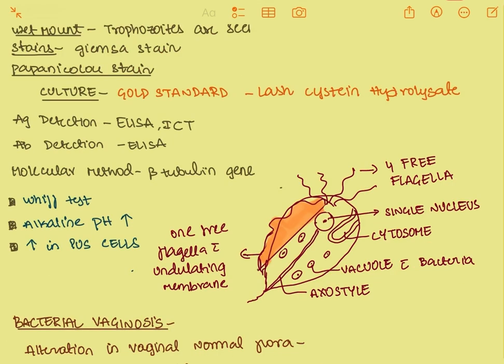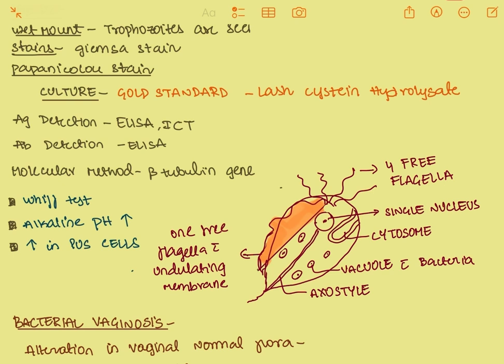Here the WIFF test is positive. That means if you take this discharge and add 10% KOH to it, you will get a fishy odor, which represents a positive WIFF test. Also, the alkaline pH is increased in trichomoniasis, and pus cells are increased. These three things are important to remember. So the WIFF test is positive, the pH is increasing towards the alkaline side, and pus cells can be seen. Now this is the diagram of the flagellated trophozoite.